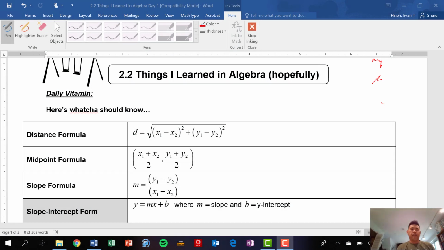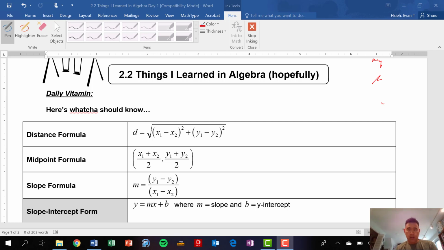So one of the first things that we do in geometry is we review the algebra that you need in order to succeed in this class. So these are some things that you should have learned last year, and I just wanted to go through these concepts and make sure that you remember them from what you learned in Algebra 1.